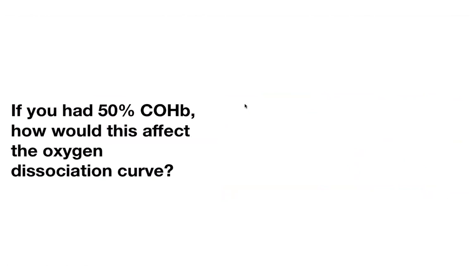Another problem is that we just said that we're going to increase the affinity for oxygen. And we talked about all these different ways, with the Bohr effect and BPG, where we could lower the affinity for oxygen. And so here we're talking about a really tight affinity for oxygen. So if you had 50% of your hemoglobin bound to carbon monoxide, so 50% of the sites, how would this affect the oxygen dissociation curve? Go ahead and sketch it out. Remember to take into account that we'll have a lower total amount binding, as well as that we're going to have a tighter affinity.